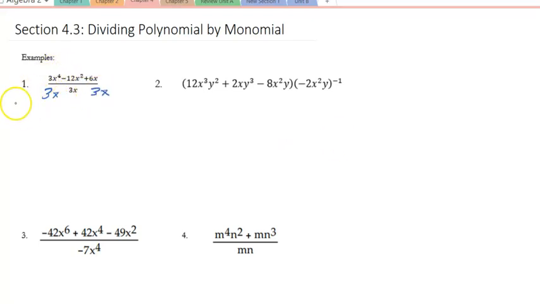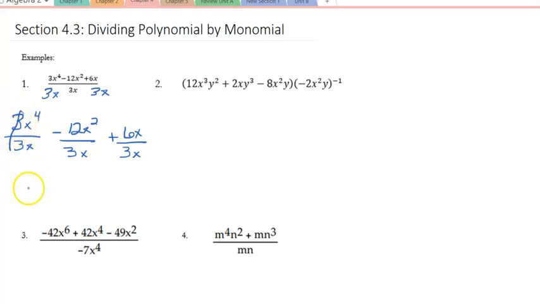And so that way it becomes 3x to the fourth over 3x, minus 12x squared over 3x, plus 6x over 3x. And so each thing has to be divided by that monomial, okay? And so now 3 divided by 3, that's gone. I had 4 x's on top, 1 on the bottom. You don't see the 1, but there's 1 there.